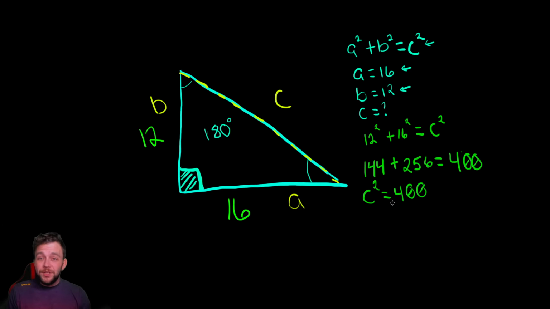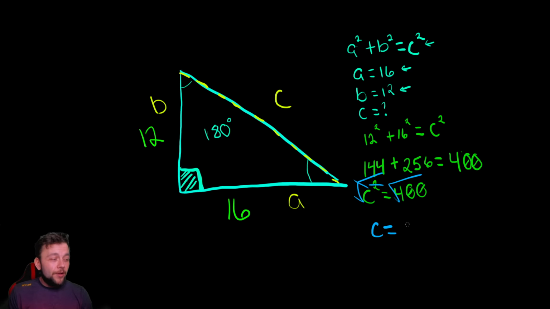Now, what do we do at this point? What should we do at this point? Well, we should take the square root of both sides. Why? Because that will cancel out that exponent. That will cancel out the c squared. We're just going to be left with c. So c equals, what is the square root of 400? Let's go ahead and do that.